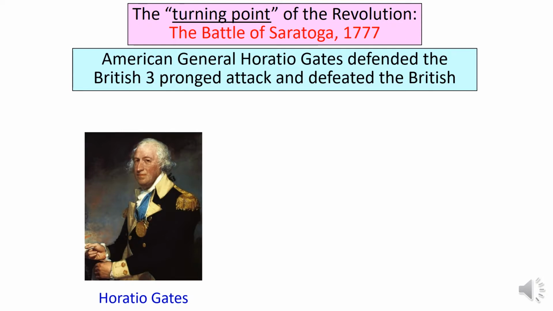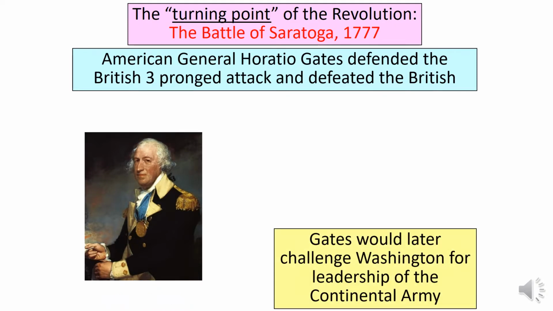Right, American General Horatio Gates defended the British three-prong attack and defeated the British at Saratoga there. So Gates, it's funny that this doesn't talk about Benedict Arnold. It was actually Gates and Benedict Arnold that were doing that.